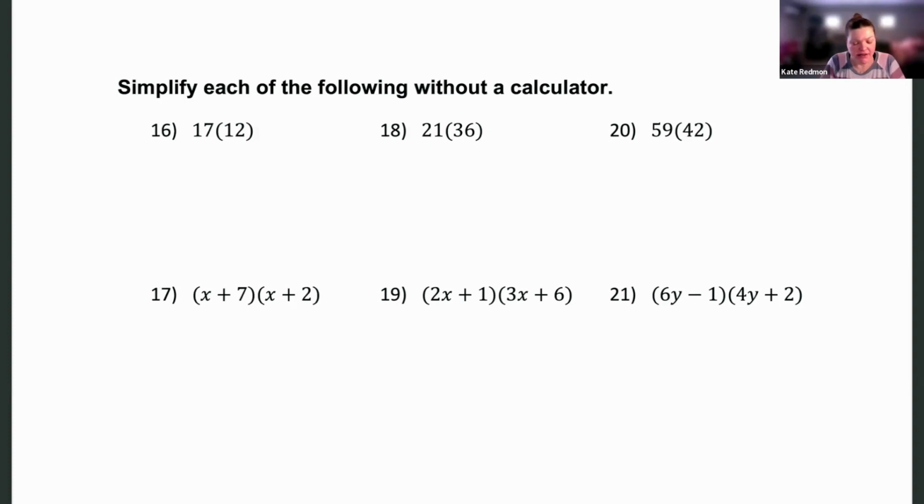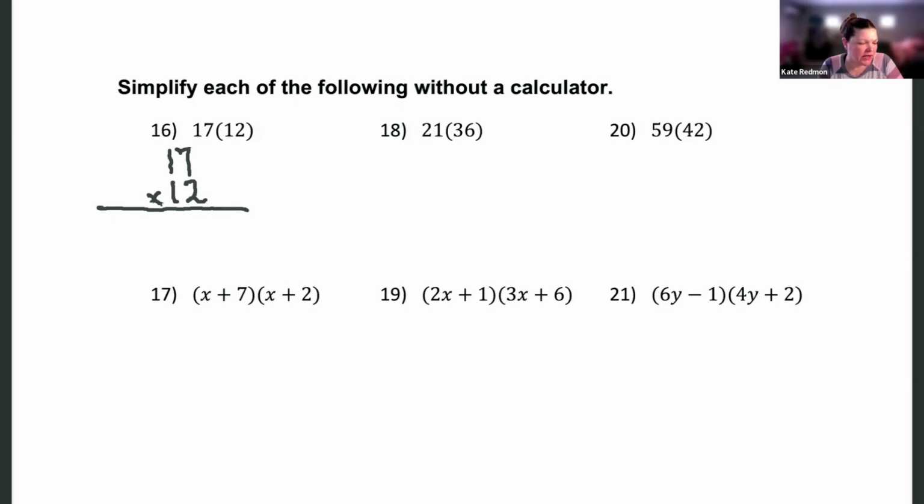So 16 says 17 times 12. So if I were going to do this without a calculator, and I will stress that this is not the only way, but this is the way most commonly taught, at least in American schools. If you guys are in other places in the world and you have a different method, let me know. I'd love to hear about it in the comments.